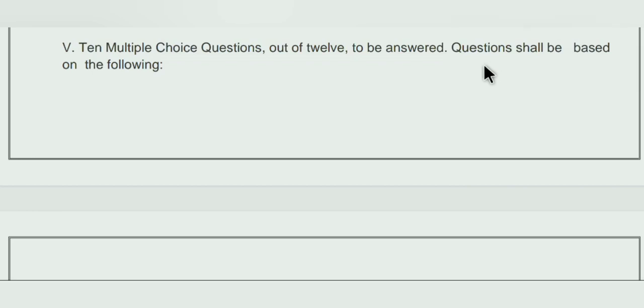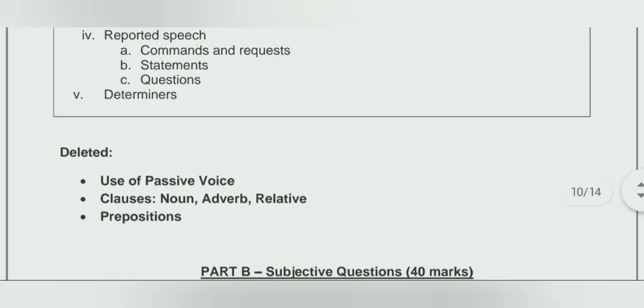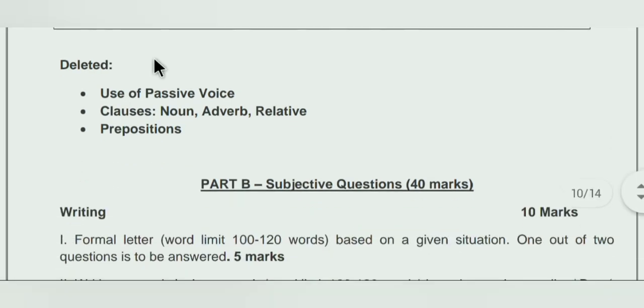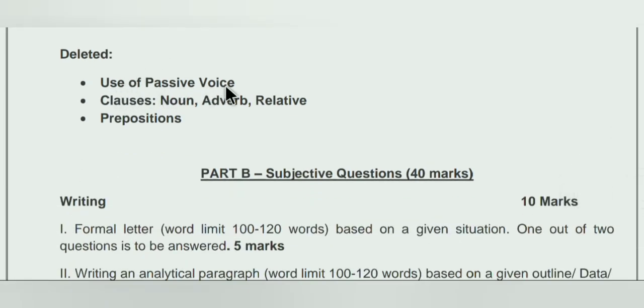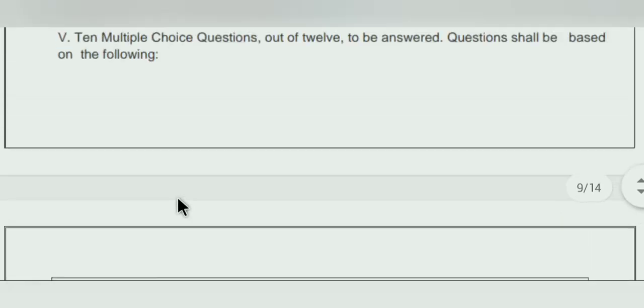There is an option for you, 1 mark for each question, and in this you have tenses, modals, subject verb concord, reported speech and determiners. Only 5 topics are there. These topics have been deleted from your grammar syllabus for English 10th standard: passive voice, clauses and prepositions. I repeat, passive voice, clauses and prepositions are deleted. So grammar we revise once again.